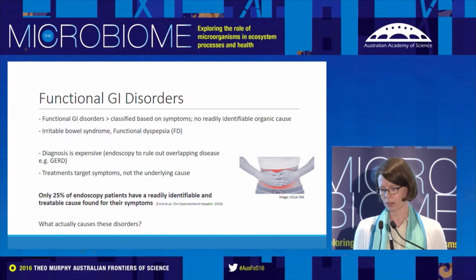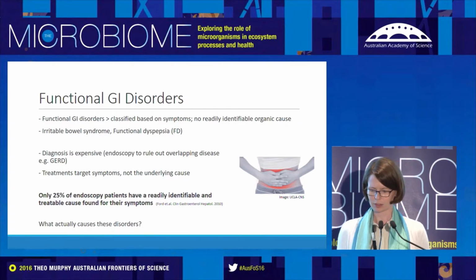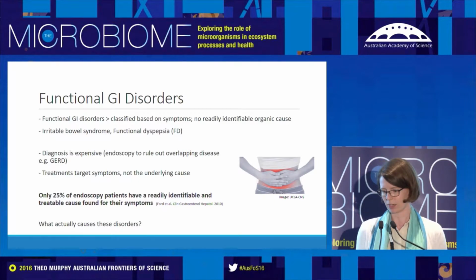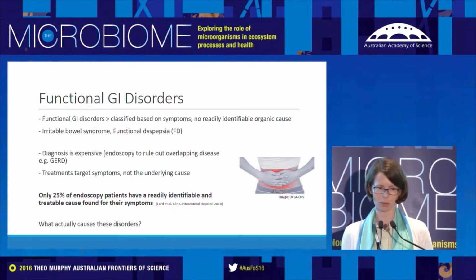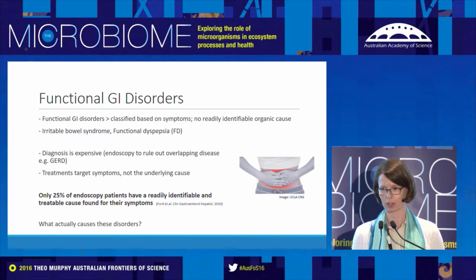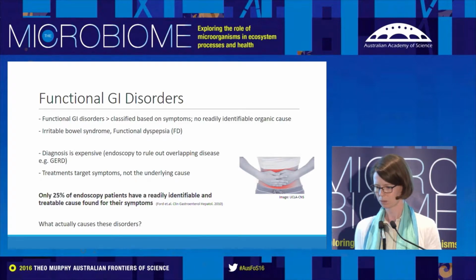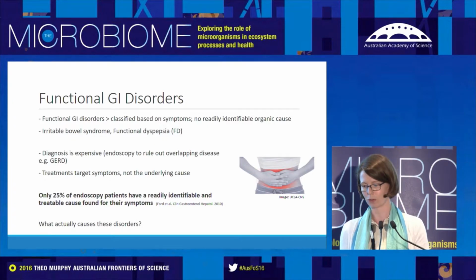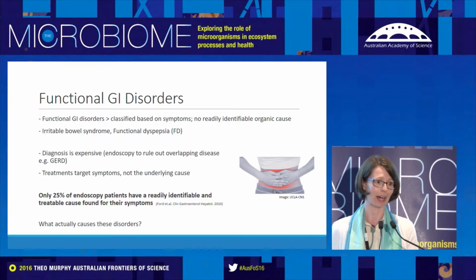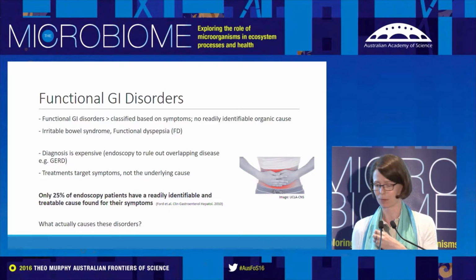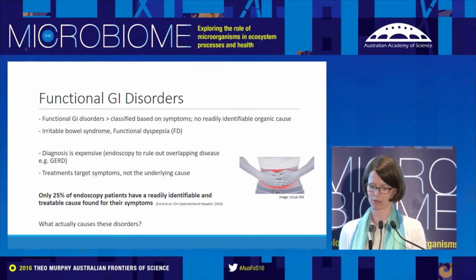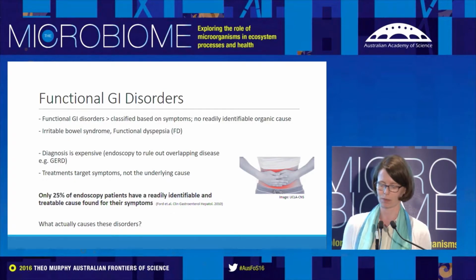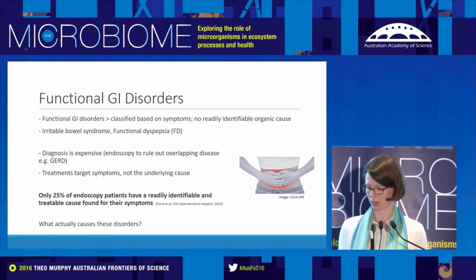These are greatly increasing in prevalence. One of the big issues with them is that the treatments target symptoms, so we're not actually getting rid of the underlying cause. And also diagnosis is very expensive. You have to rule out overlapping diseases such as reflux disease, which have similar symptoms, but obviously have a different cause.